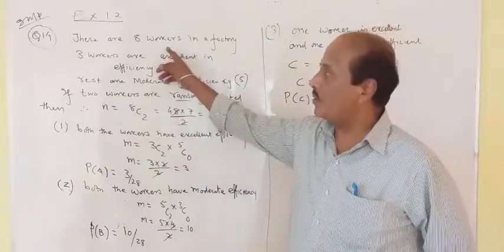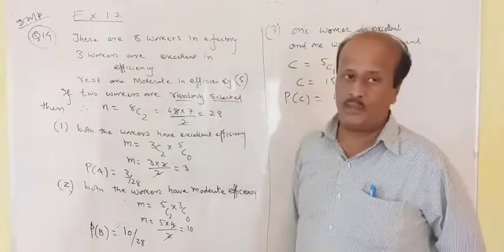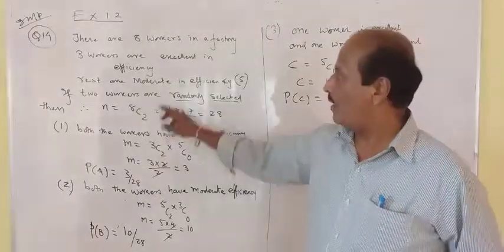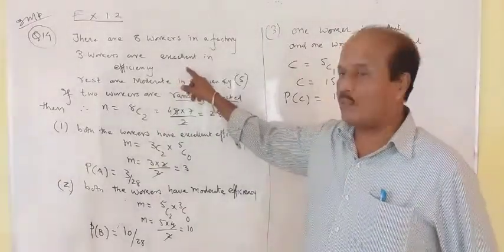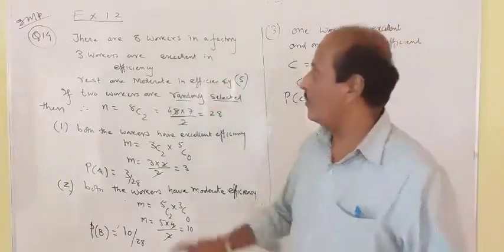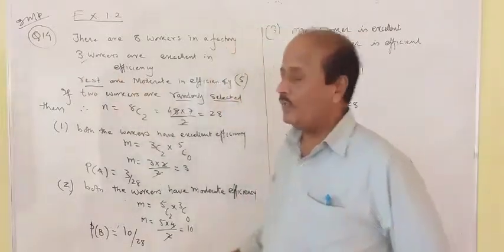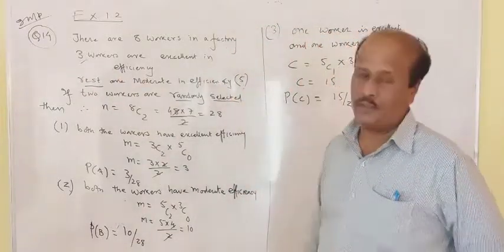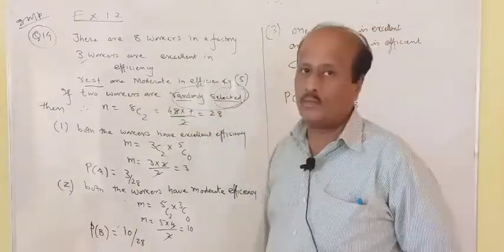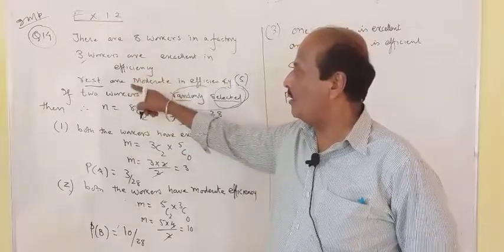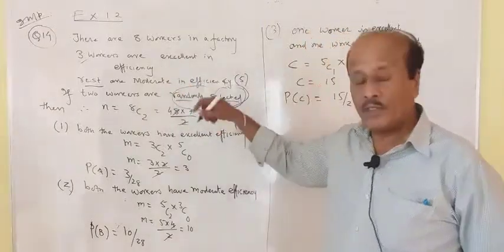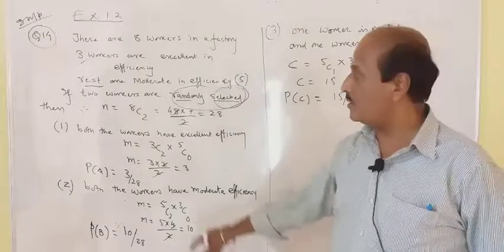Once more I am repeating that question. There are 8 workers in a factory. 3 workers are excellent in their working efficiency, and the rest are moderate in efficiency. So what does the rest mean? Out of 8, 3 are gone, so 5 are moderate in efficiency. Now the question says if 2 workers are randomly selected.